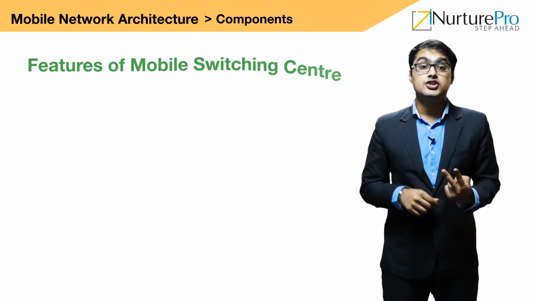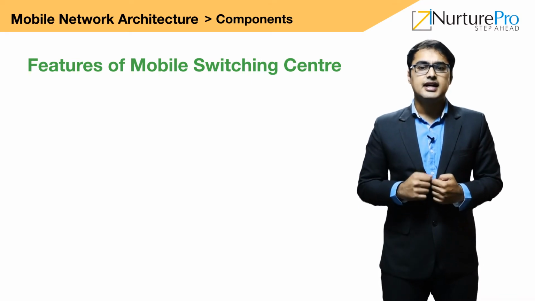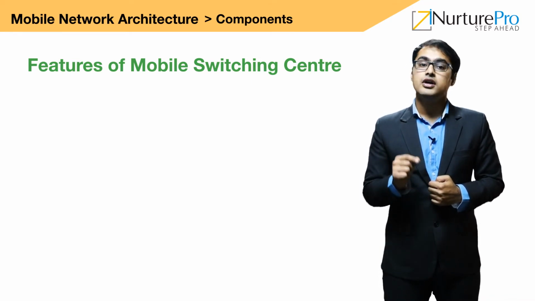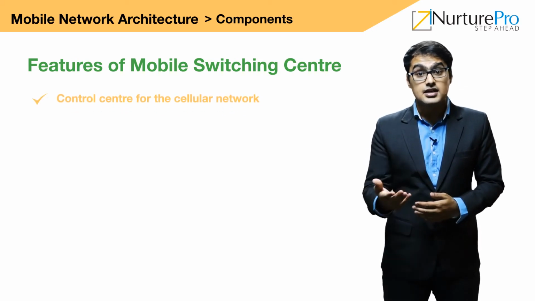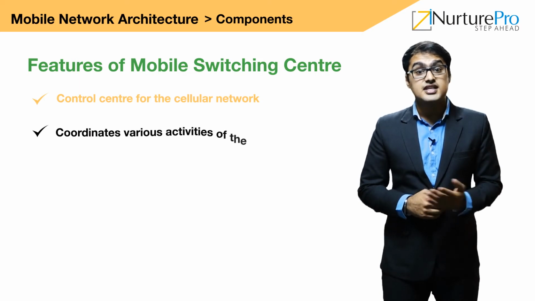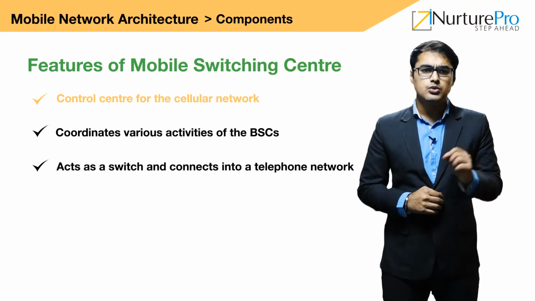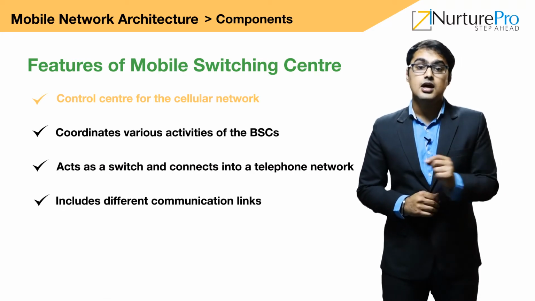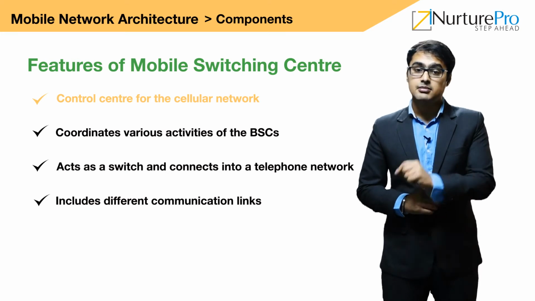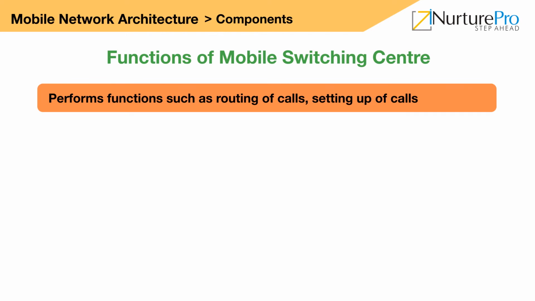Now that we know the functions of both BTS and BSC, let us learn about another important component, that is the Mobile Switching Center or MSC. MSC acts as a control center for various cellular networks. It coordinates various activities of BSC and also acts as a switch and connects into the telephone network. It includes different communication links such as fiber optic links, microwave links and copper wire cables. MSC performs functions such as routing of calls, setting up of calls and other basic switching functions.